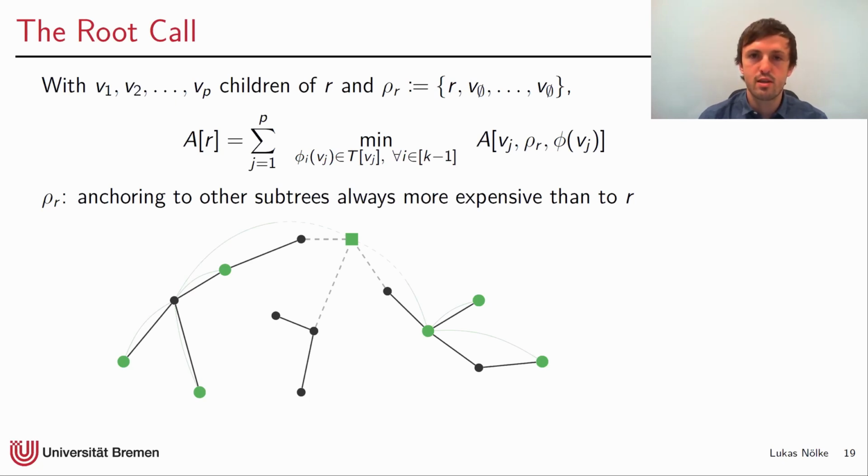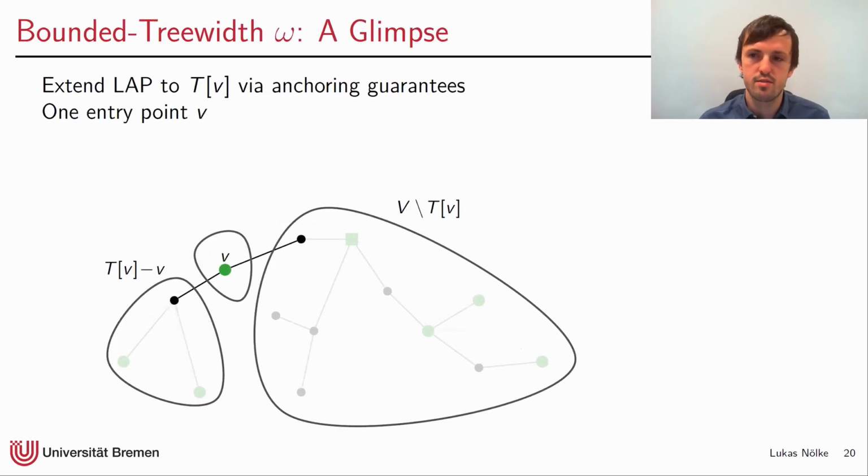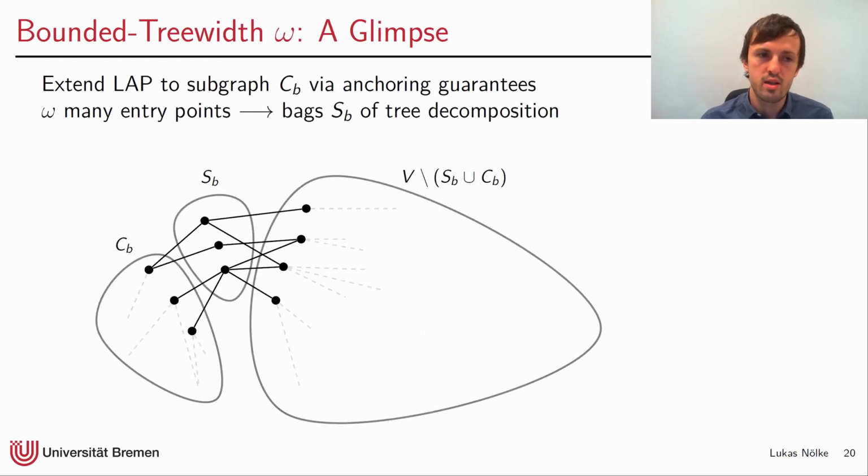Let's now briefly look at the case of metrics of bounded tree width. The main difference lies in the following. So for the tree, we looked at subtrees and we wanted to extend LAPs from the whole graph to these subtrees. And doing so, we had only one entry point into a subtree, which was the node V, which spans the subtree. Now, when we have metrics of tree width omega, instead of one entry point, we will have roughly omega entry points, which correspond to bags of the tree decomposition.